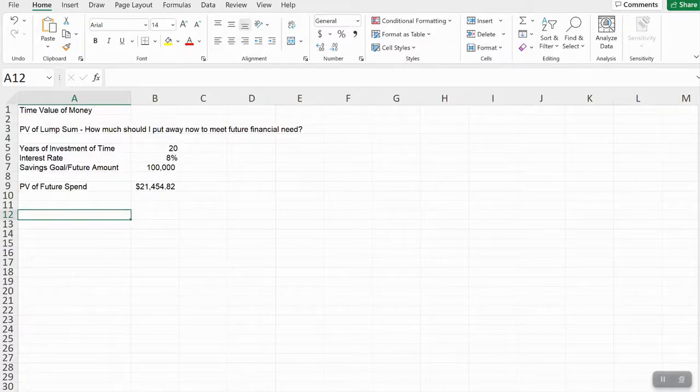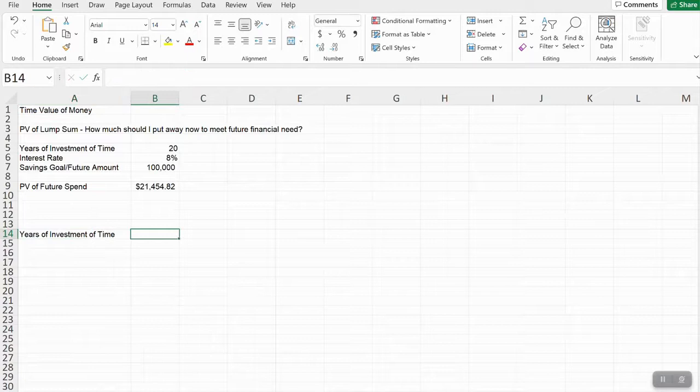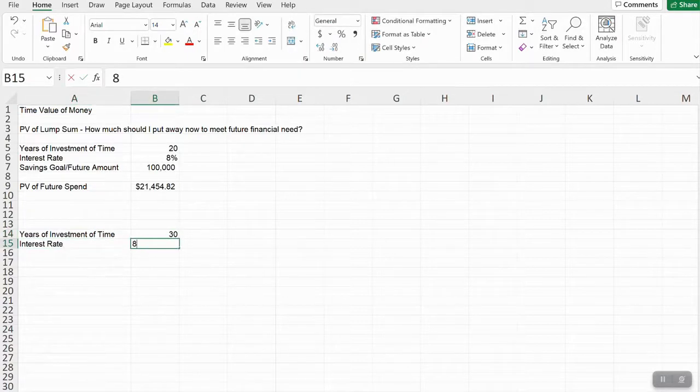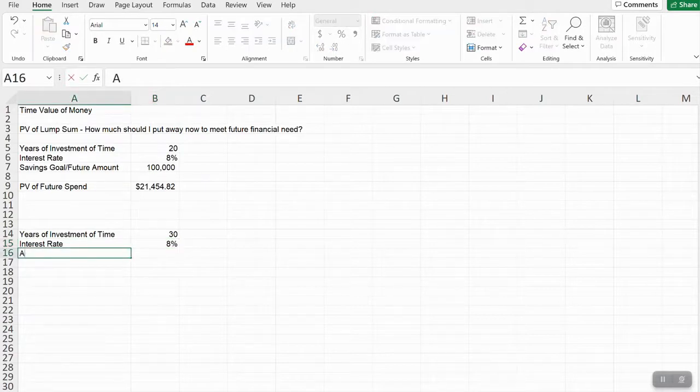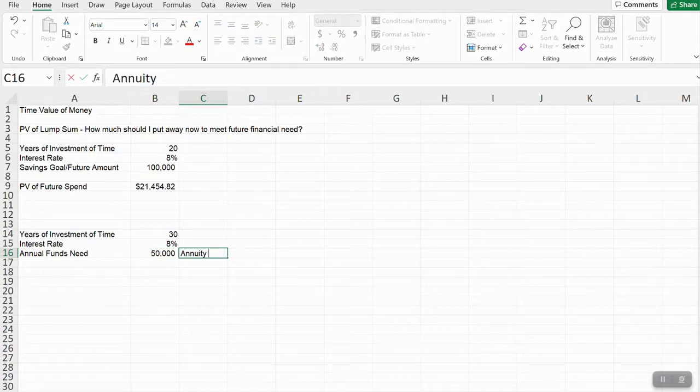I'm going to go down a few rows here and start our calculation on, let's start it on B14. So I'm going to again have my years of investment of time, so 30. My interest rate that I'm looking at is 8%, and my annual funds that I'm going to need, my annuity amount, is $50,000. To make this a dollar amount. So this is also known as the annuity payment.